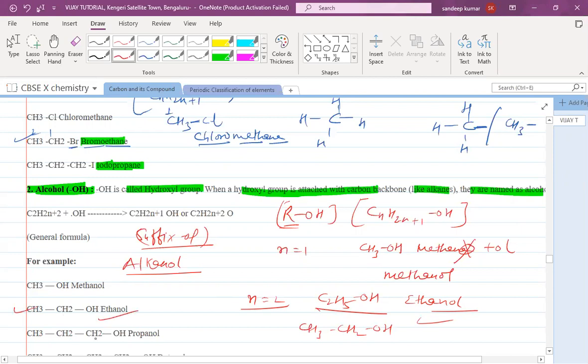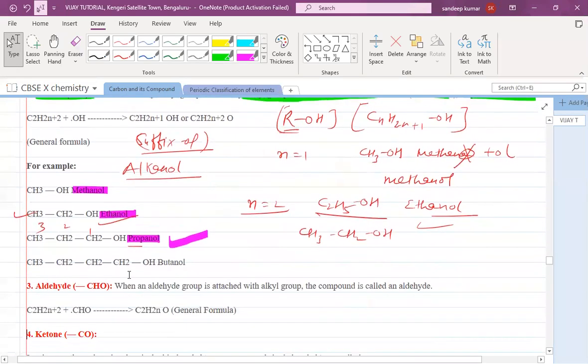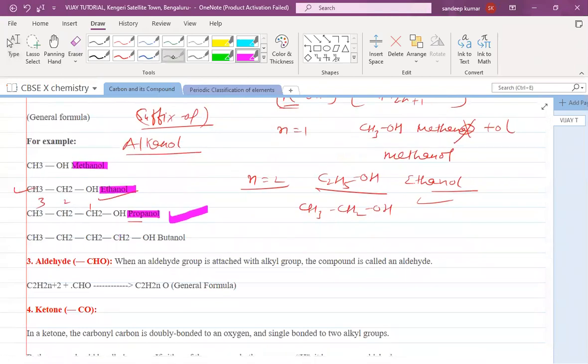Similarly, CH3, CH2, CH2OH. How many carbon atoms are there? 3 carbon atoms. It is propane. Remove this E, add ol. So this is propanol. This is ethanol, this is methanol. Am I clear? Similarly, count the number of carbon atoms here: 1, 2, 3, 4. 4 carbon atoms are there, and OH is the functional group. So what will we name it? 4 carbon is butane, and the suffix is ol. So this is butanol.